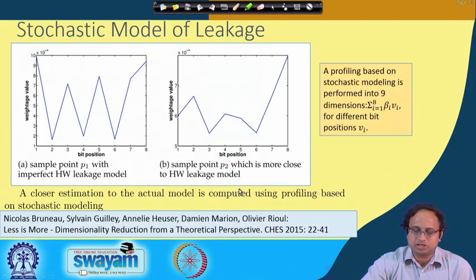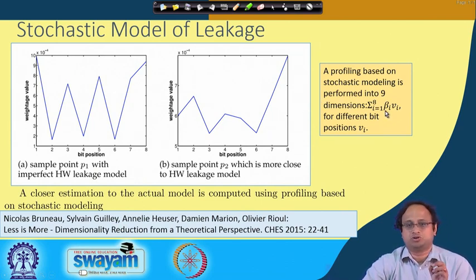So how can we improve the leakage model? There are several works, like in one of the papers in CHES 2015, there was a work which tells you how to improve by something which is called a stochastic modeling of the leakage. So in stochastic modeling of the leakage, you assume that every bit has a different contribution. So you have, say, beta_i into V_i. So in the Hamming weight model, all the beta_i values will be roughly the same.